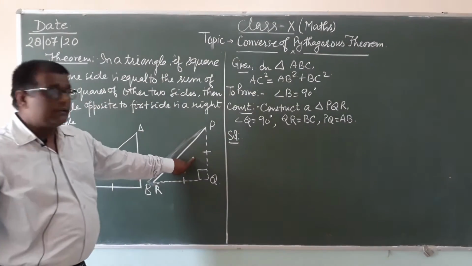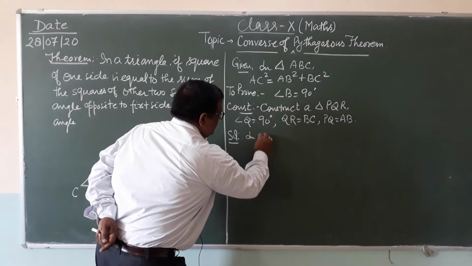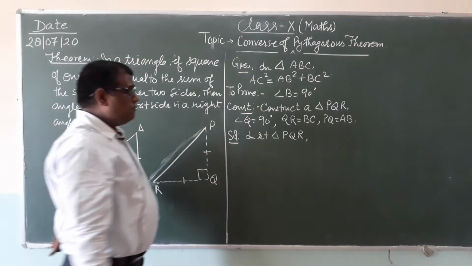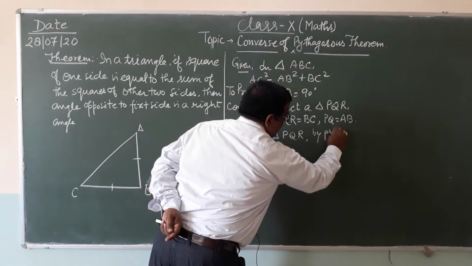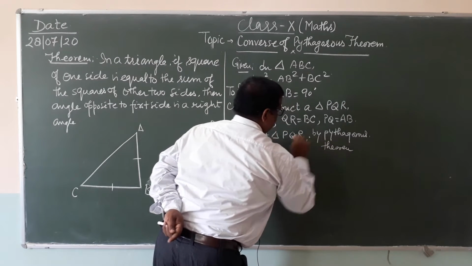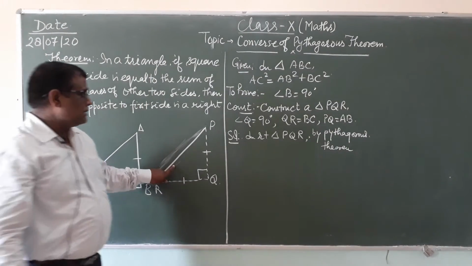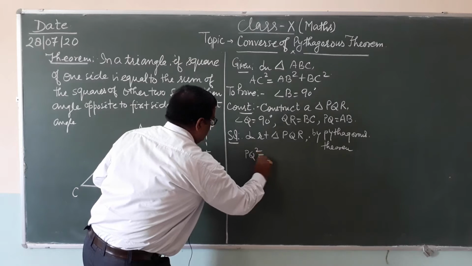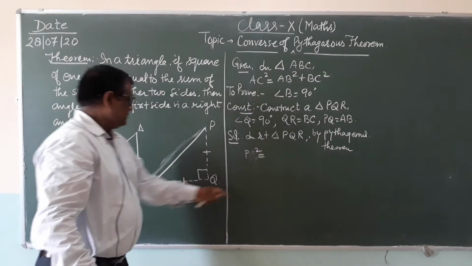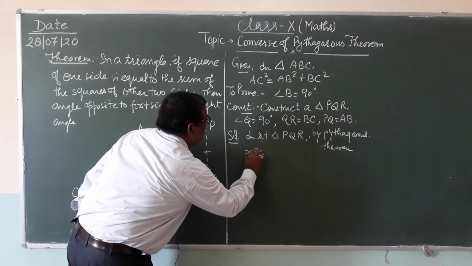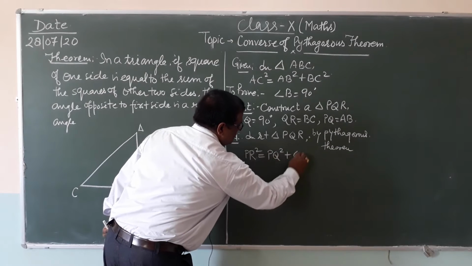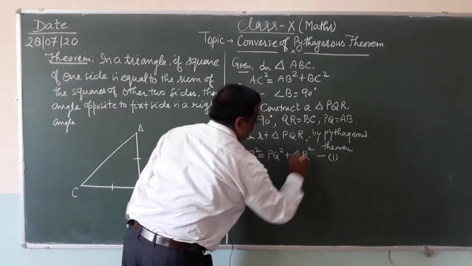Now write the solution. First of all, in right triangle PQR, by construction, by Pythagoras theorem, PR square is equal to PQ square plus QR square. This is equation 1.